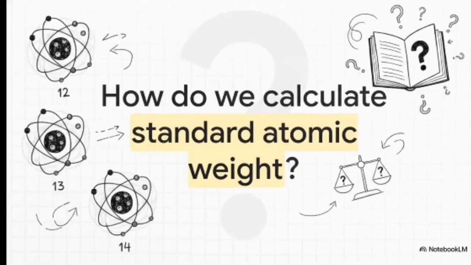And that actually leaves us with a really provocative question to wrap things up. If an element like carbon can naturally exist weighing 12, 13, or even 14 units, how on earth do we decide what official atomic weight gets printed on the periodic table? Do we just pick one, or do we have to average them all out based on how common they are? It's a fundamental puzzle that literally shapes how we measure our entire universe.